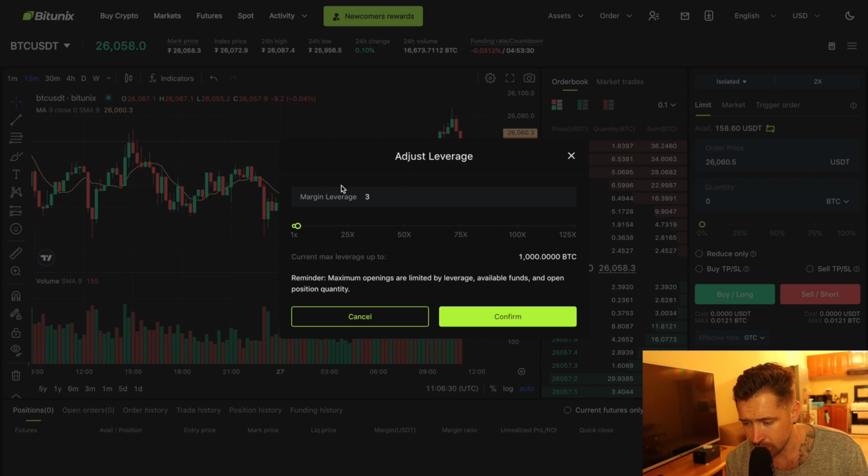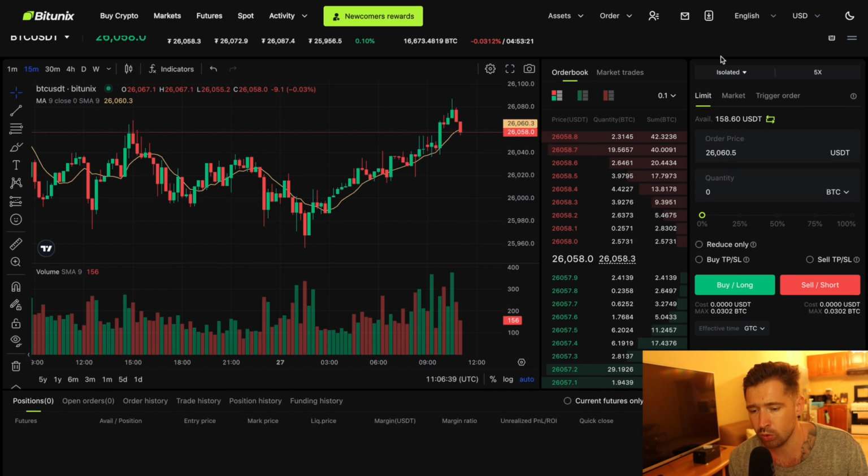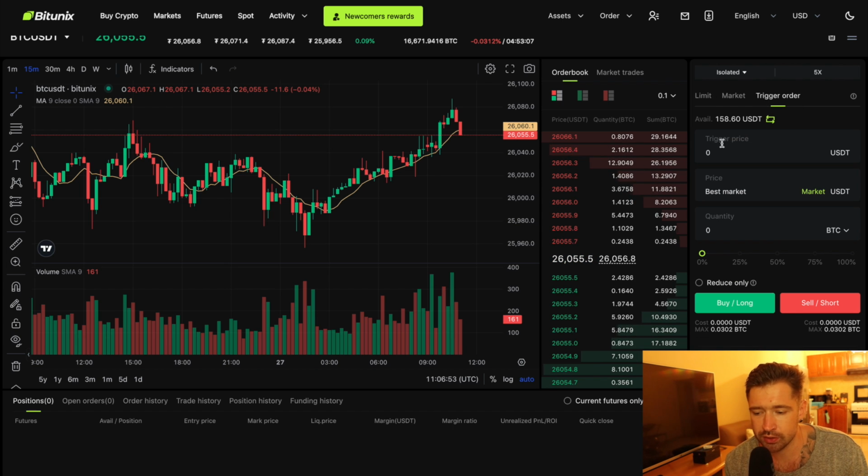So what we're going to do, as an example, we're just going to set it to 5x leverage, and we're going to go over the different types of orders. So we have limit order, market order, and trigger order. Trigger order I never use. Basically, with a trigger order, you set the price, and when it hits that price, it will enter at market value, whatever the best market price is.